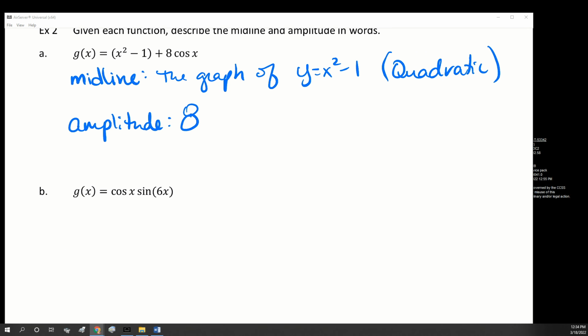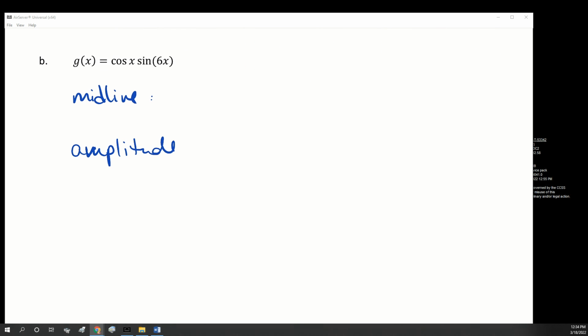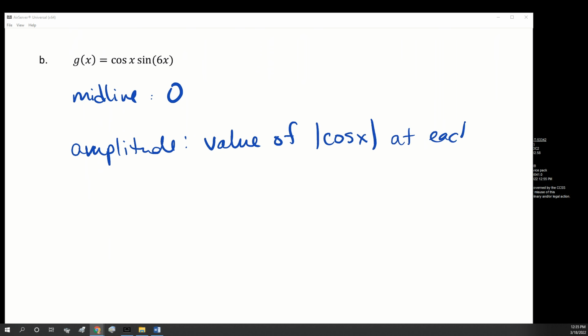Okay, this one is kind of tricky. The midline isn't. What's the midline? Is there anything added to it? So what's the midline? 0. How about the amplitude? So we had cosine. So it's going to be whatever the value of the absolute value of the cosine of x is at each particular x. Which is kind of crazy.